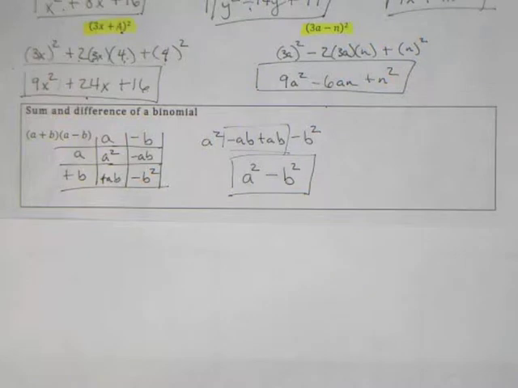If you get two binomials where the only difference is one's addition and one's subtraction, then they always multiply out to be the square of the first term minus the square of the second term. Why would it be minus? Again, if we use the chart to multiply out, you get plus b times minus b, which is minus b squared.